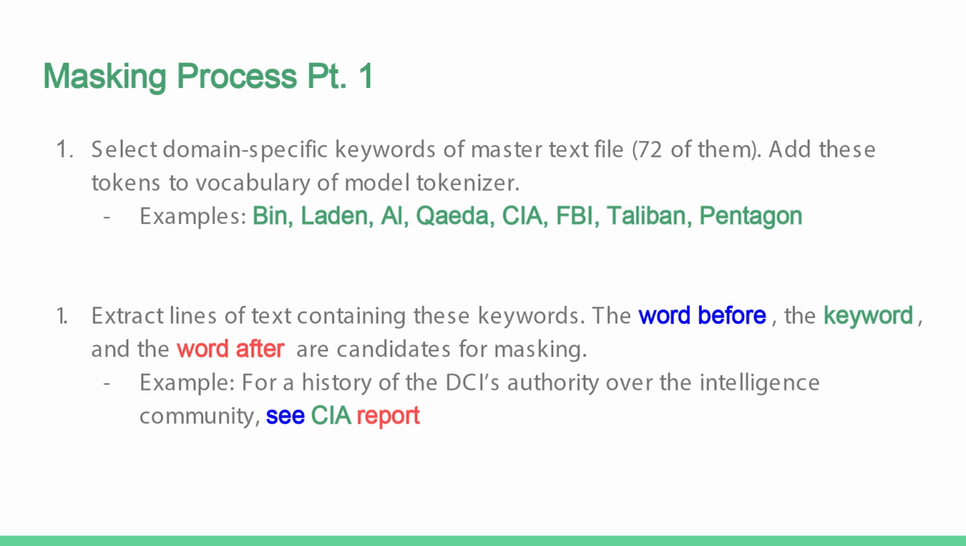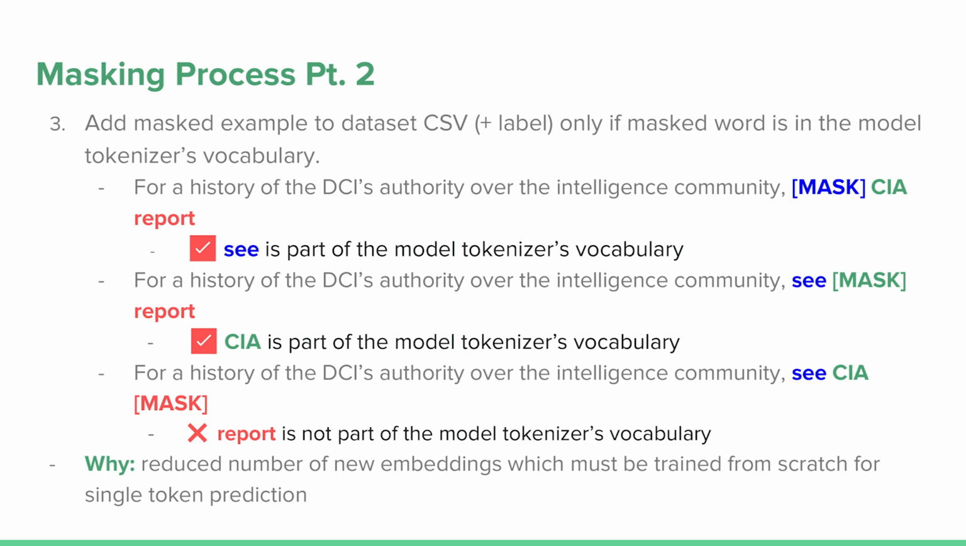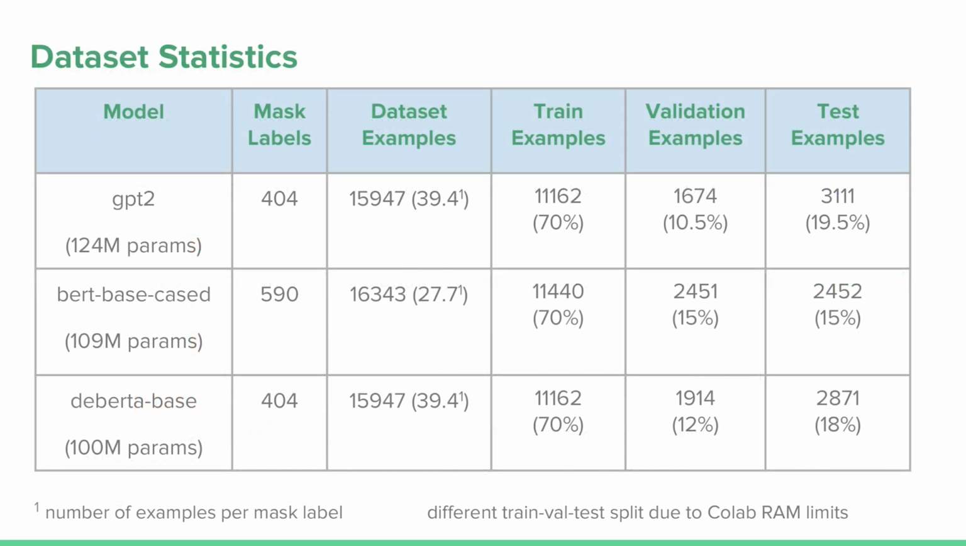Note that the explicit keywords were added to the tokenizer vocabulary. The next step is to only add mask candidates that are part of the tokenizer vocabulary. For example, as you can see on the slide, C and CIA are part of the tokenizer vocabulary, so they were added, but report wasn't, so it's not added. The reason for this is that we want to reduce the number of embeddings which we have to train from scratch. So here are some statistics.